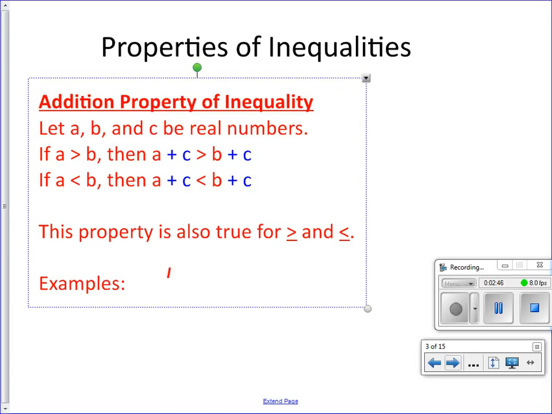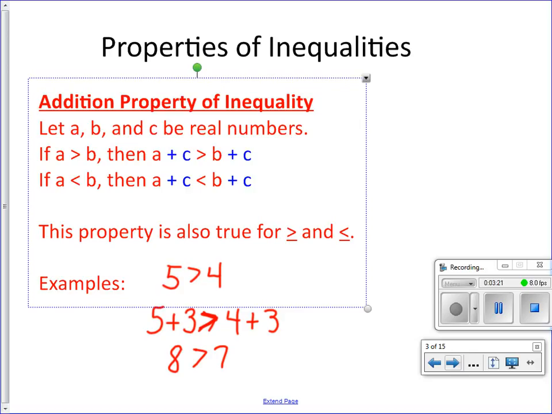Suppose that we have 5 is greater than 4. All right, if I add the same thing to both sides, let's take 3. 5 plus 3 is greater than 4 plus 3. That looks way too much like a 7. All right, that's greater than. All right, let's simplify. 5 plus 3 is 8, is greater than 4 plus 3 is 7. This is a true statement, so it holds true.